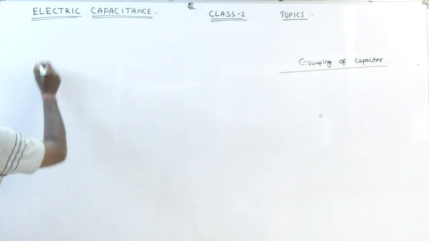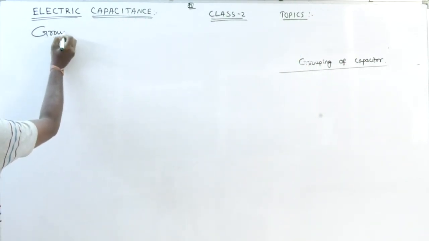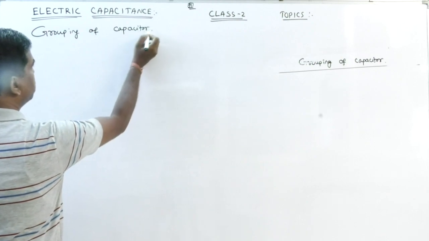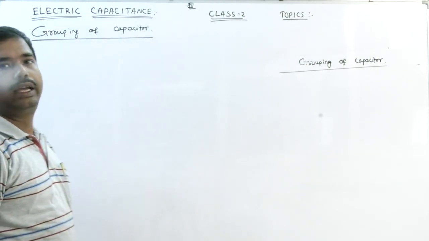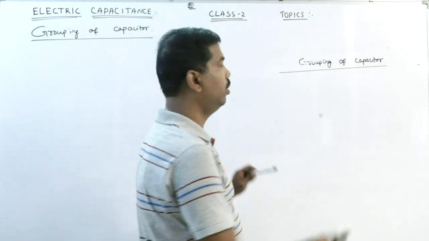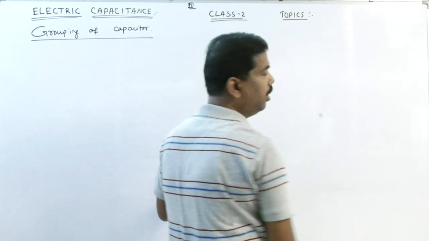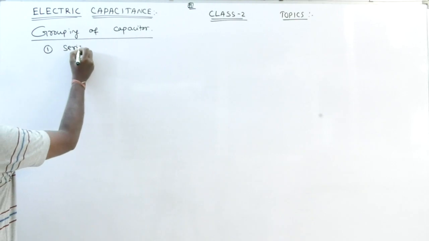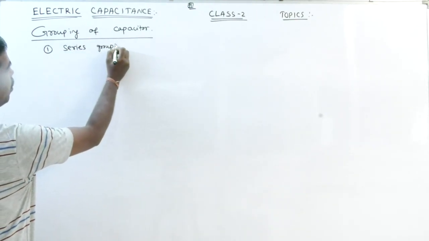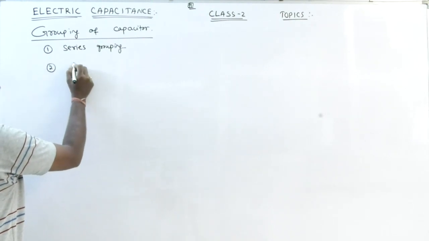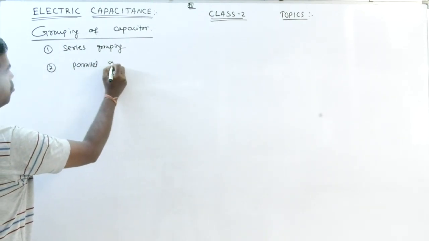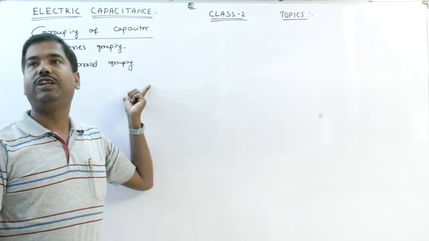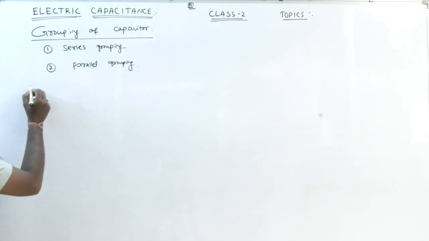The last part that we will discuss in today's class is grouping of capacitors. Capacitors are grouped in two ways. One is called series combination and another is called parallel combination. Now we will discuss one by one. First, series grouping.